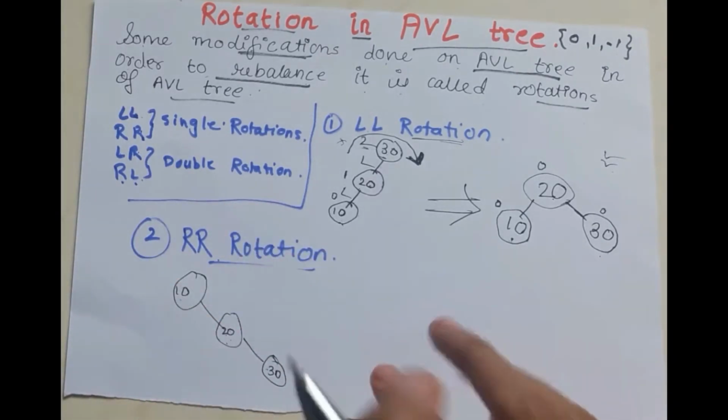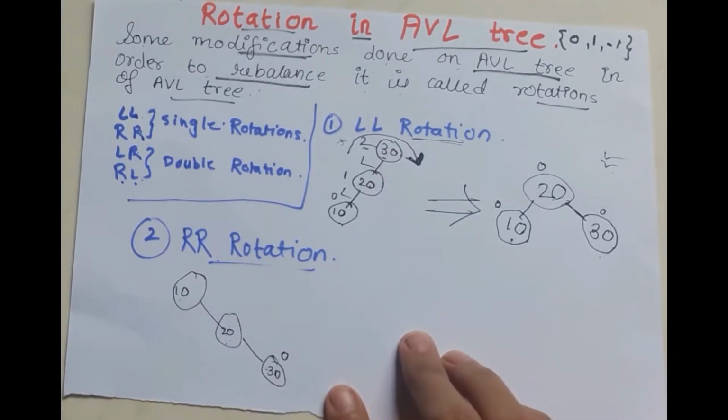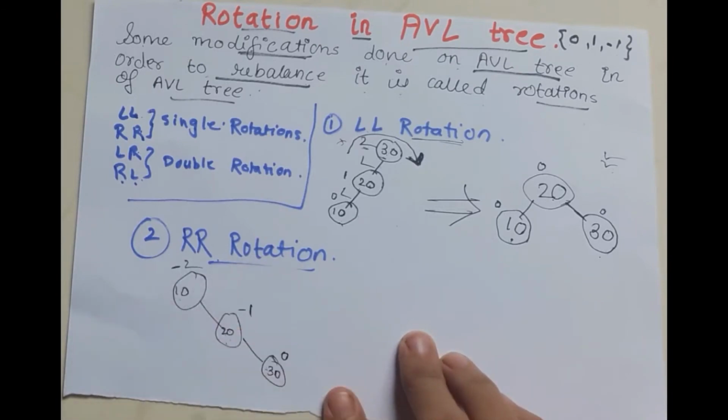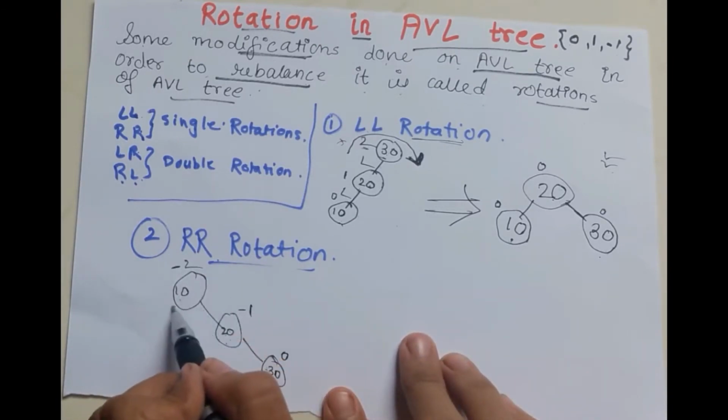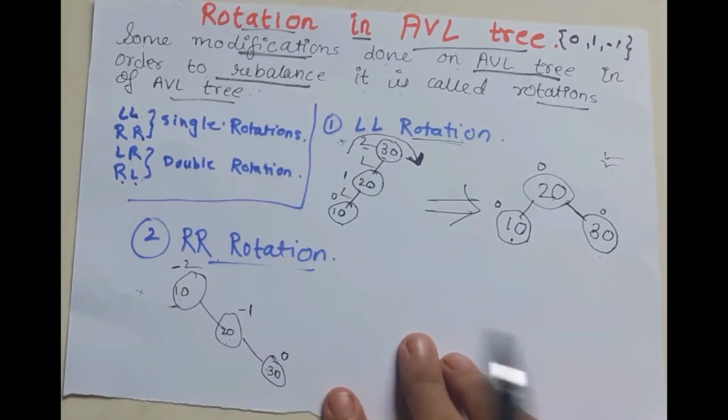Okay. Now first thing what we'll do, we'll check the balance factors. So balance factor of this node is 0. 20, 0 minus 1 is minus 1. 10, 0 minus 2 is minus 2. So again, the balance factor for this node became minus 2, which is not acceptable. Now why this is not balanced?